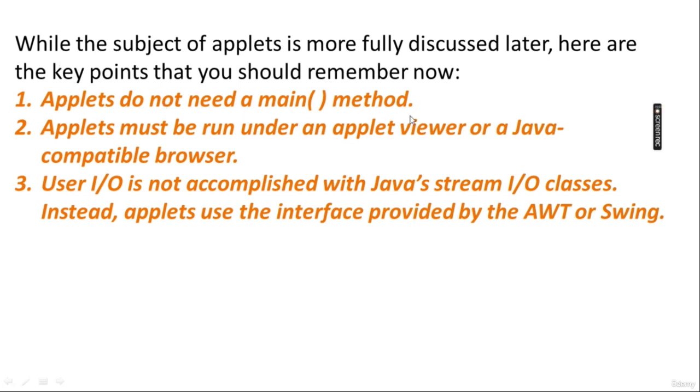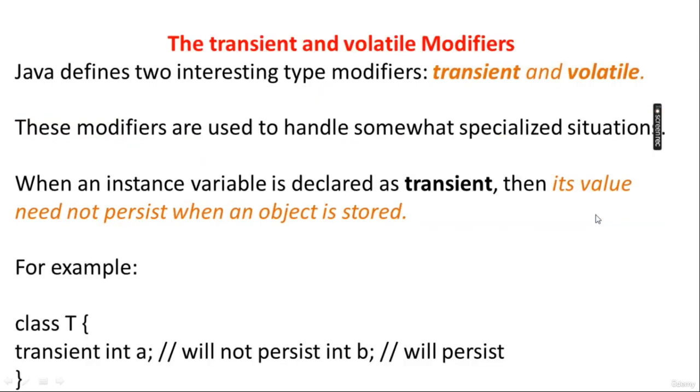Applets do not need a main method. Applets must be run under applet viewer or a Java compatible web browser. User input and output is not accomplished with the Java stream input output classes. Instead, applets use the interface provided by the AWT or Swing.